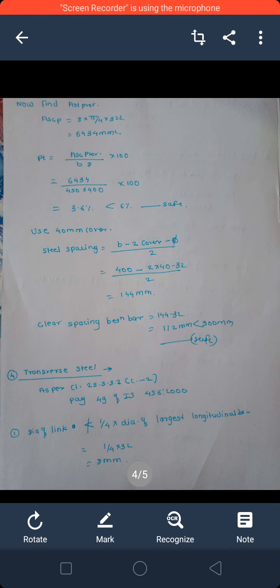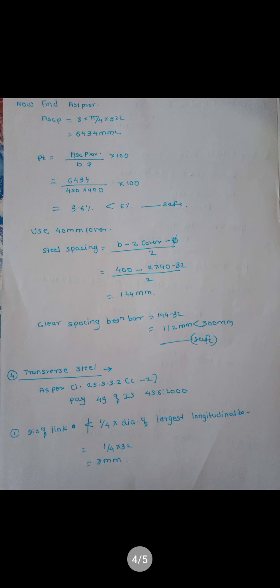Last step is to find transverse steel. According to clause number 25.5.3.2, page number 49 of IS 456/2000, first clause is diameter of lateral tie should not be less than 1/4 of diameter of longitudinal bar. So 1/4 of 32 is equal to 8 mm. Second thumb rule is diameter of lateral ties should not be less than 6 mm. So provide diameter of lateral ties equal to 8 mm.